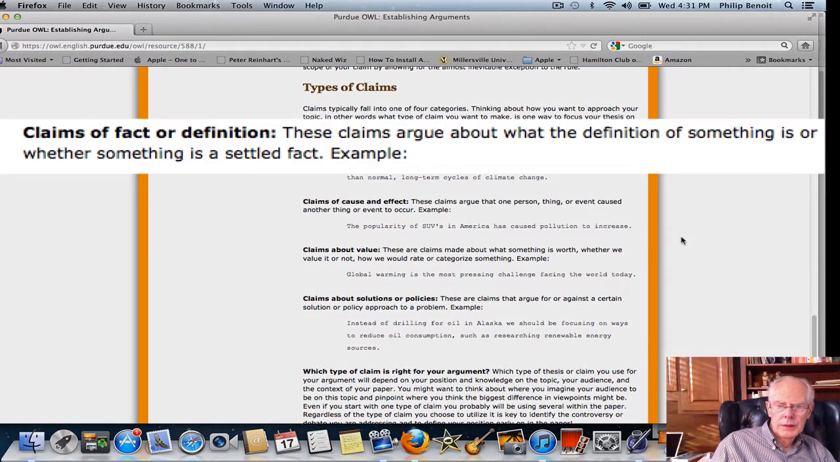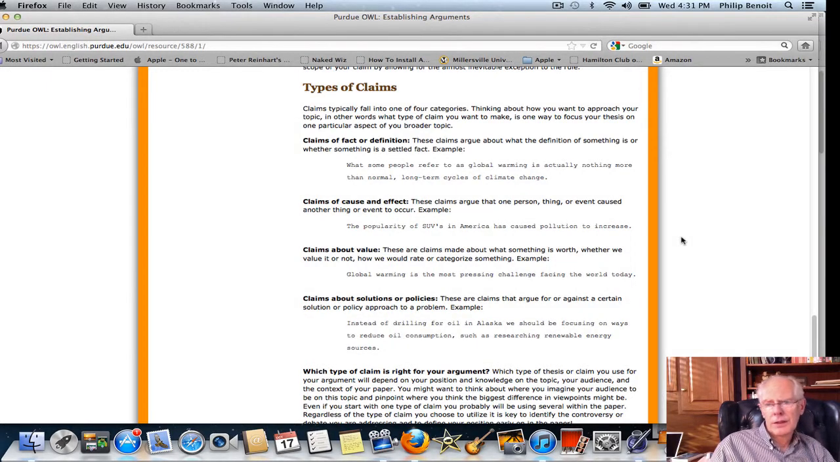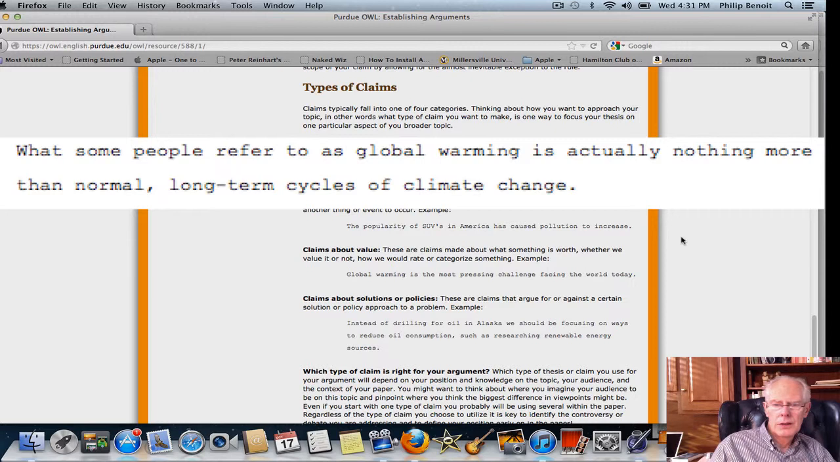The first one we're going to look at is claims of fact or definition. Fact or definition. Now, these argue about what the definition of something is or whether something is a settled fact. And here's an example. That's the best way to understand this particular type of claim. An example of a fact or definition claim. What some people refer to as global warming is actually nothing more than normal long-term cycles of climate change.